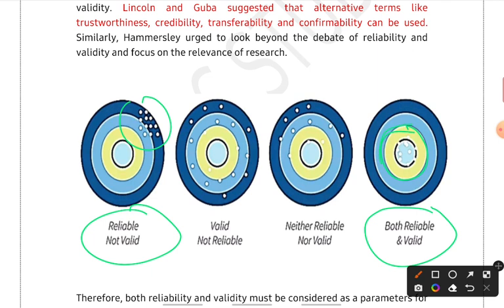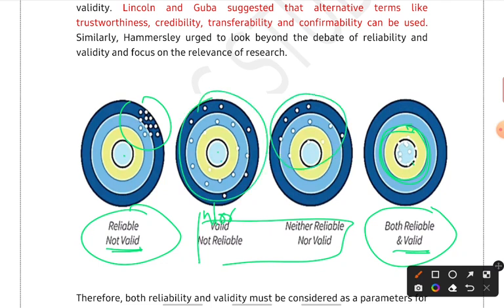More intended towards the goal, so it is valid also. Not intended towards the goal, it is not valid. And these both are the same only. It is not valid because it is not much intended, it is more scattered in nature. Again over here also it is more scattered in nature. So not reliable, not valid, not intended towards the goal.